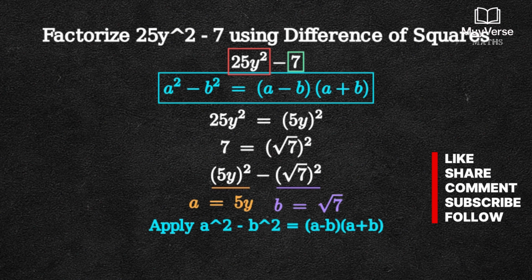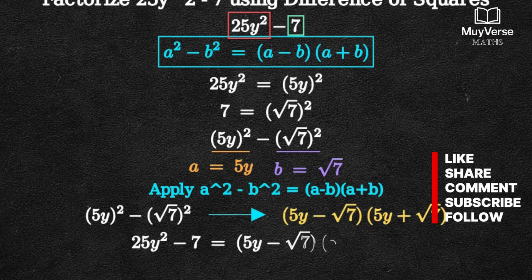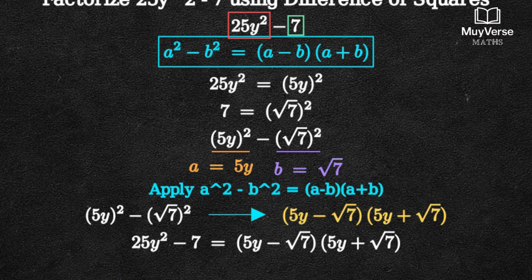Step 5. Write the final factorization clearly. 25y squared minus 7 equals (5y minus square root of 7) times (5y plus square root of 7).